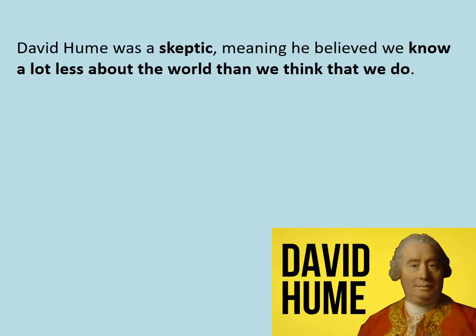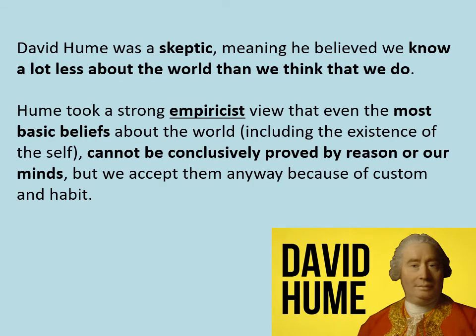David Hume was a skeptic. He believed we know a lot less about the world than we think we do. Everybody who runs around saying they know stuff, going all the way back to Socrates, who said, I'm the smartest because I know nothing, David Hume continues on this skeptical viewpoint. He was an empiricist as well. In being so, he thinks that our most basic beliefs, the things that every day we think about the world, we cannot 100% prove by reason or with our minds, but we accept them otherwise. And we'll give some examples.